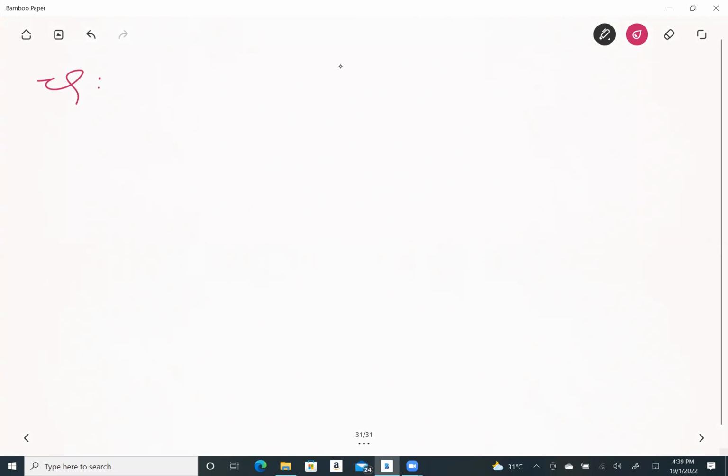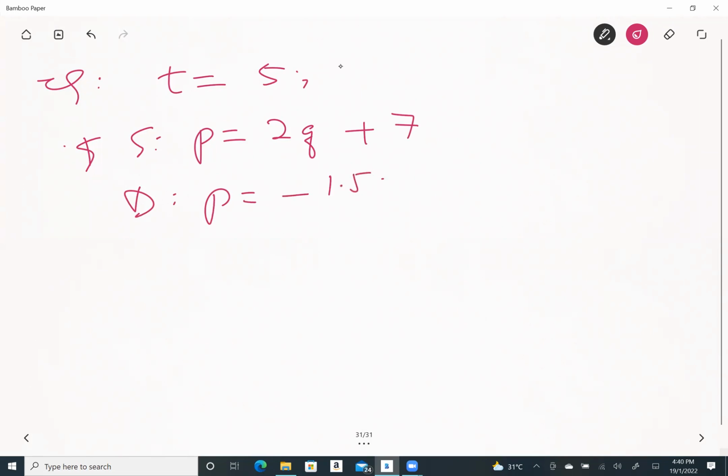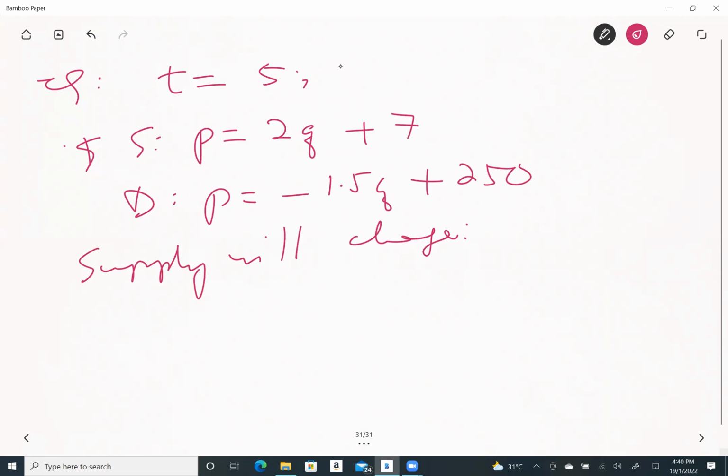Okay, an example. If you have a tax equal to $5, let's say our supply is P equal to 2Q plus 7, and the demand is P equal to negative 1.5Q plus 250. So after the tax is imposed, the supply will change. All right, so I got S1, P equal to what? P equal to 2Q plus 5.